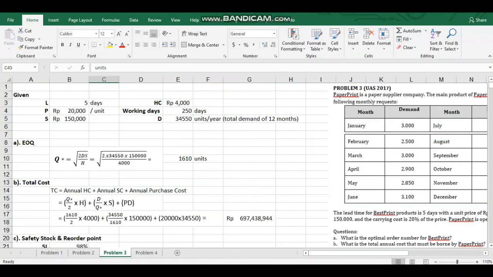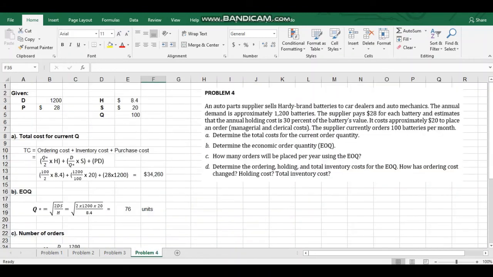Okay, done for problem 3. Now we move to the last one, problem 4. Here we have an auto parts supplier that sells Hardy brand batteries to car dealers and auto mechanics. The annual demand is approximately 1,200 batteries.